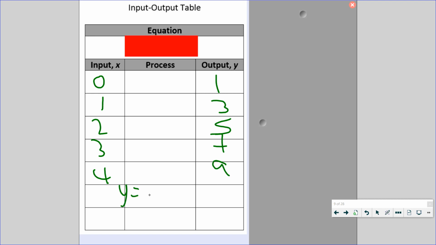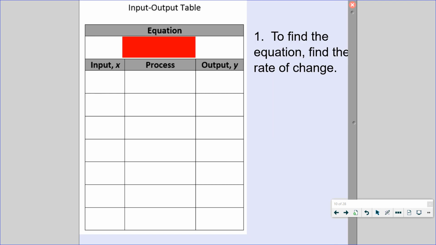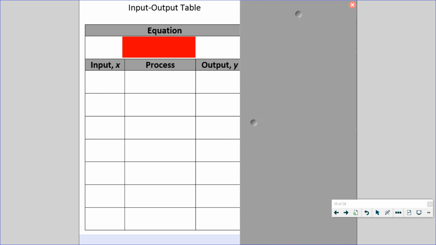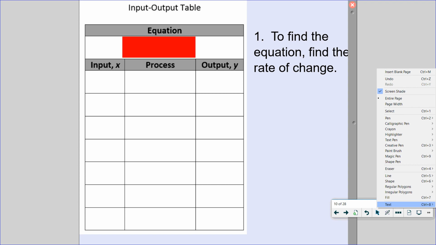So the formula is going to be y equals blank x plus blank. What's happening to every x? Every time there's an x, it keeps going up by 2. So it's going up by 2x, but it started at what? 1. So y equals 2x plus 1. Is that correct? It is correct. Oh, here's an instruction. Find the rate of change. Okay, so next one. Let me get my different pen color.